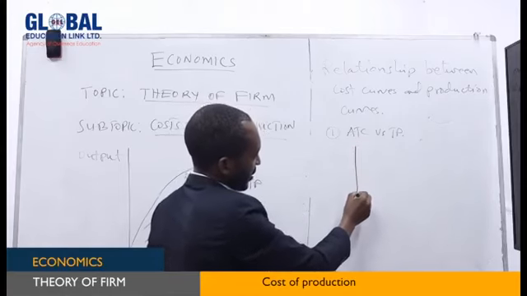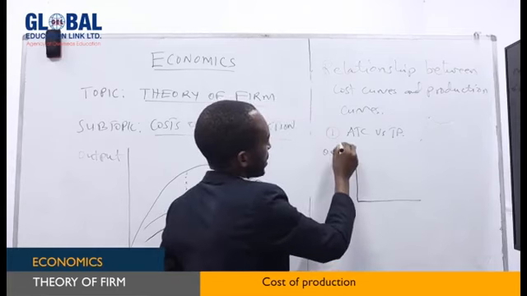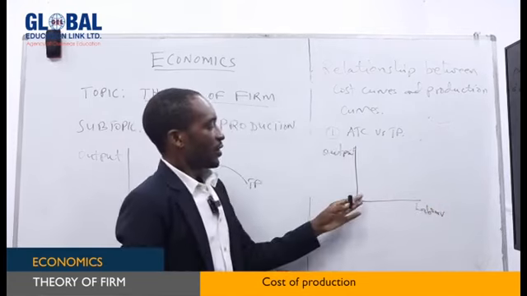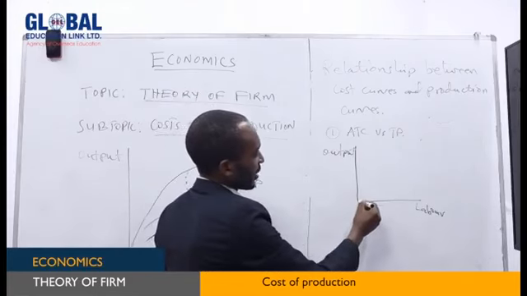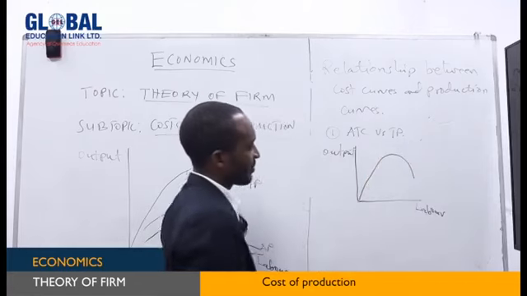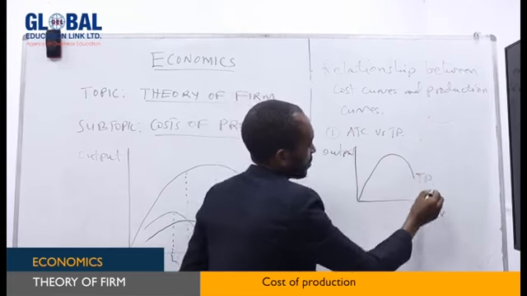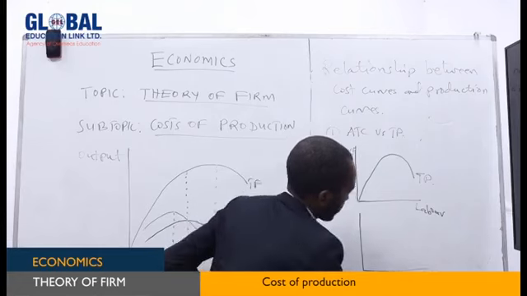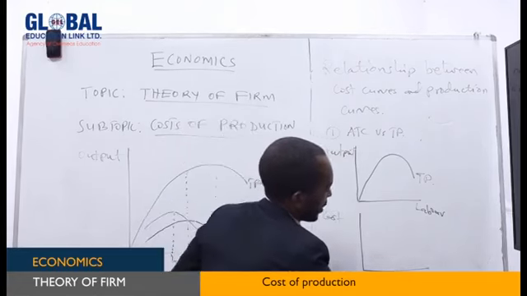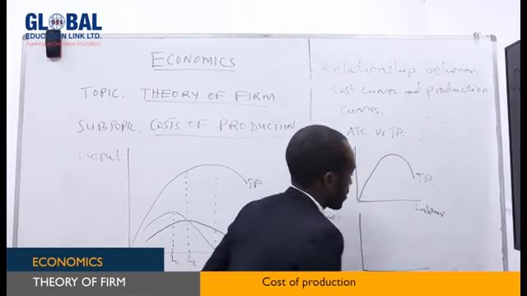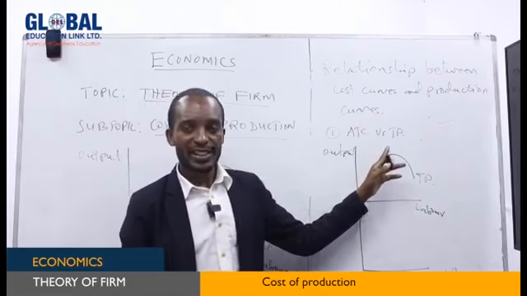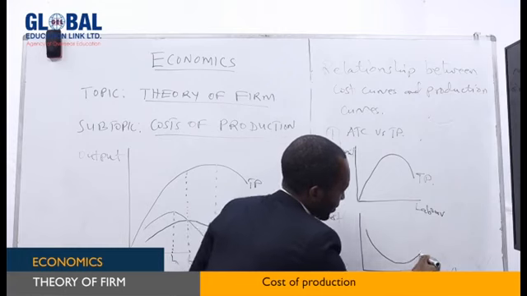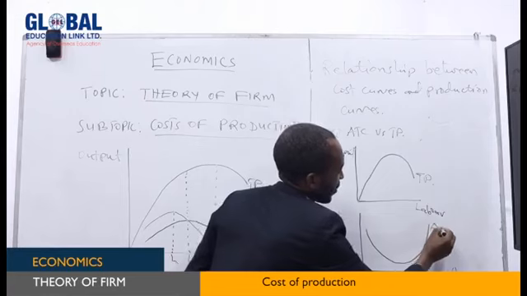Let us start with the total product. Here is output and here is labor. The total product will start to increase, then reach a maximum, then start to diminish. This is the total product. And for the cost curve, the average cost, here is cost and here is Q. When the total output increases, the cost is declining. So the average cost will be declining, then reach a minimum, then start to increase. So this will be the average total cost.